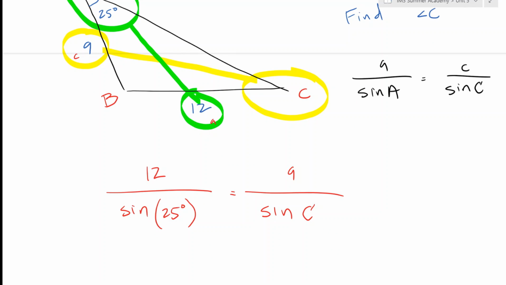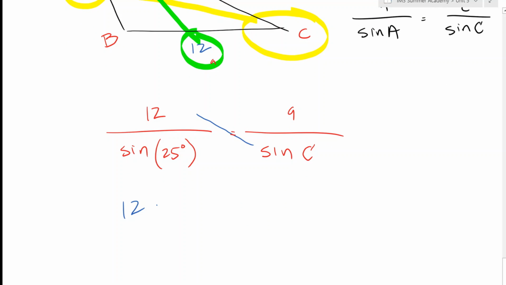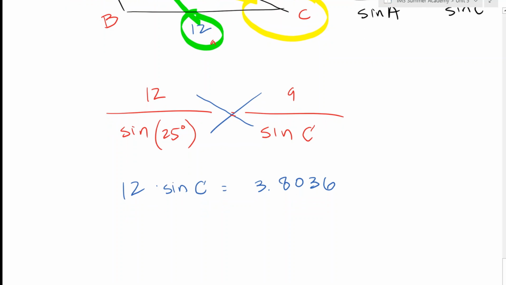Now this one I'm going to do a little bit differently. Maybe you're good with your cross multiplying when two fractions are equal to each other. So I can take the top of one times the bottom of the other. So we can solve it like this this time. So 12 times sine big C equals 9 times that, so 9 times sine of 25, 3.8036. And maybe this time it's a little bit less work, as long as you remember how to cross multiply.